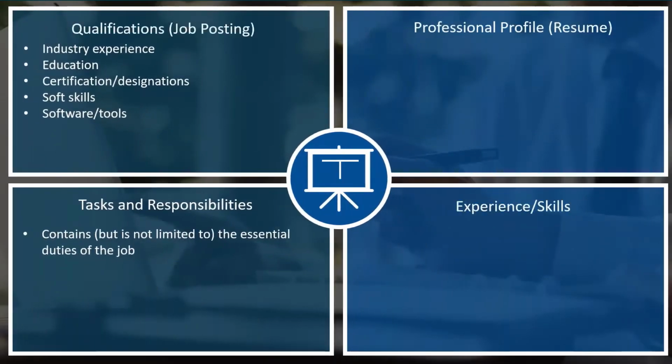And here is the T-bar method. So on the left, we have information from the job posting. On the right, we have the professional profile from your resume and your skills or experience, depending on if you're using a chronological, a functional, or a hybrid type resume. But this is where you display the skills and the experiences and your ability to do the job.